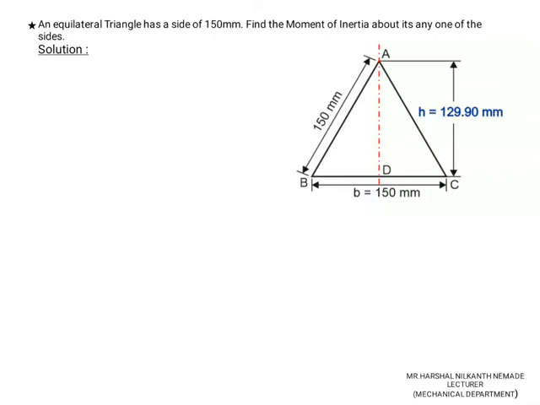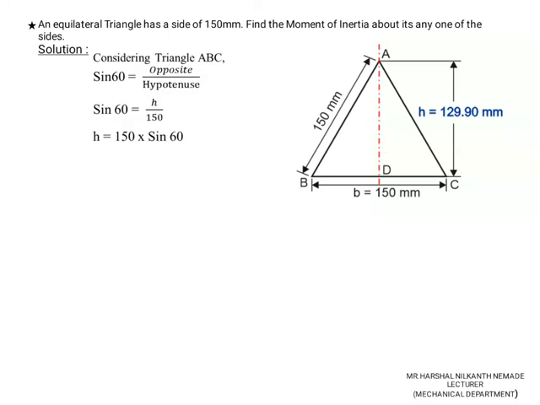This is an equilateral triangle. The side is given as 150 mm and the height is not given. We will calculate that height. The blue color H indicates the calculated height. How to calculate it? I will let you know.